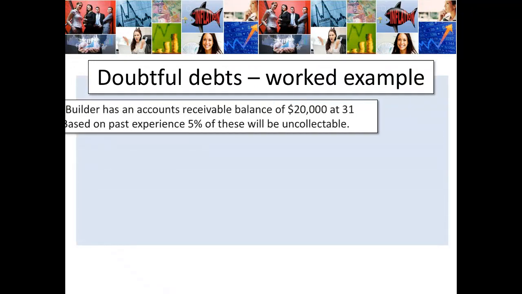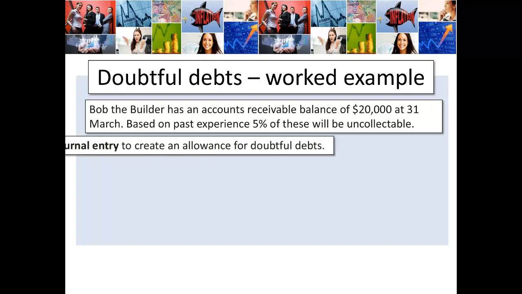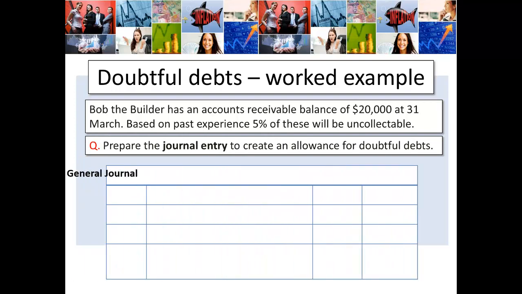Let's have a look. Let's do a worked example. Bob the Builder, accounts receivable balance of $20,000 at 31st of March. Based on past experience, 5% of that amount will be uncollectible. So over the previous years, on average, about 5% of the accounts receivable balance is unable to be collected, and that's going to become our allowance for doubtful debts. So your question: prepare the journal entry to create an allowance for doubtful debts.